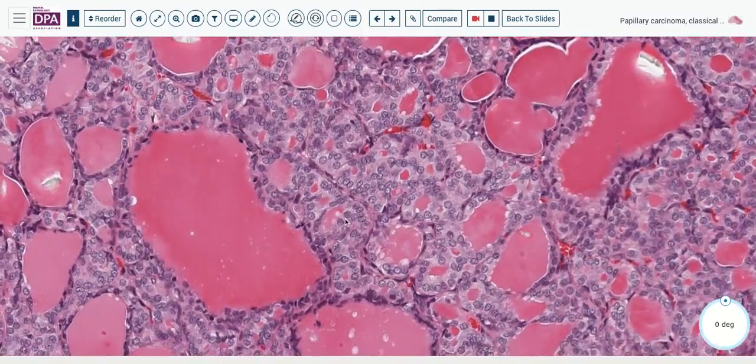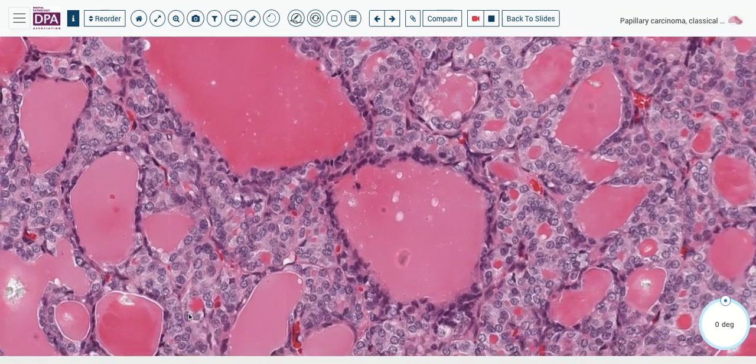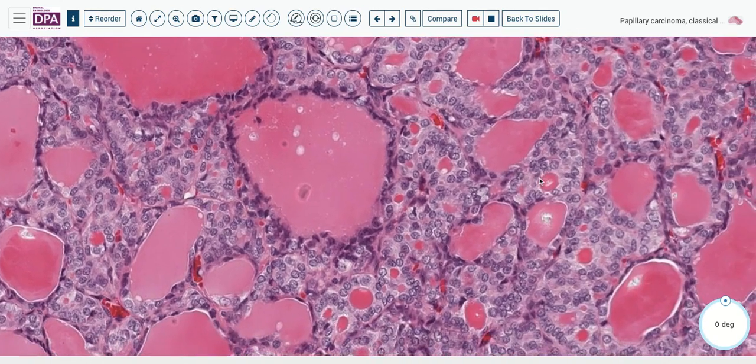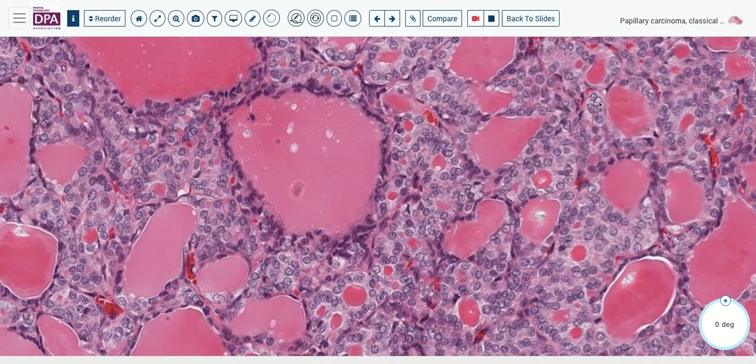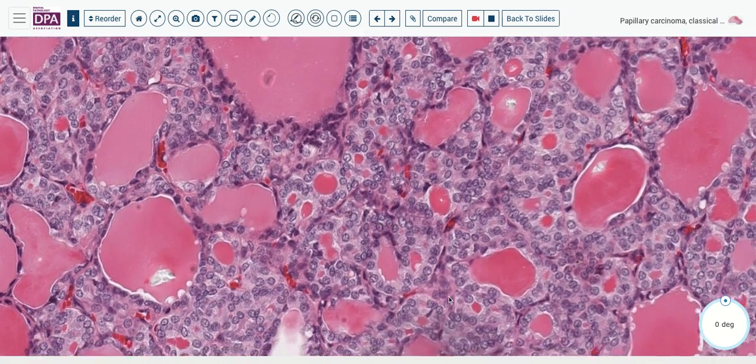And then as we come to higher magnification, we can see that these nuclei, they're bumping up against each other, they're overlapping. They have the features of papillary carcinoma with occasional grooves. Here's a few grooves. And there's some macronucleoli. And if we look around a little bit further, perhaps we'll find a little bit of clearing centrally, and maybe a nuclear inclusion or two we can identify. Let's see.